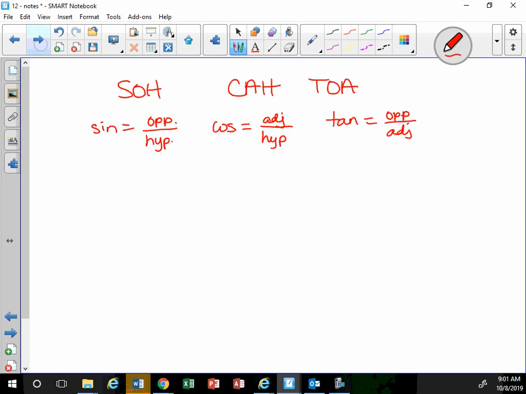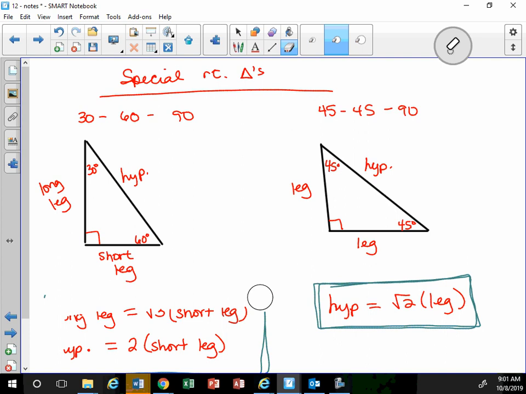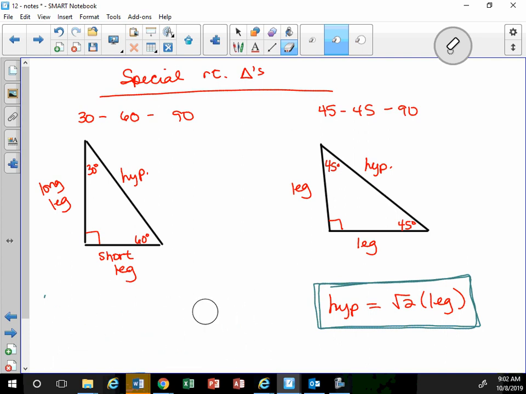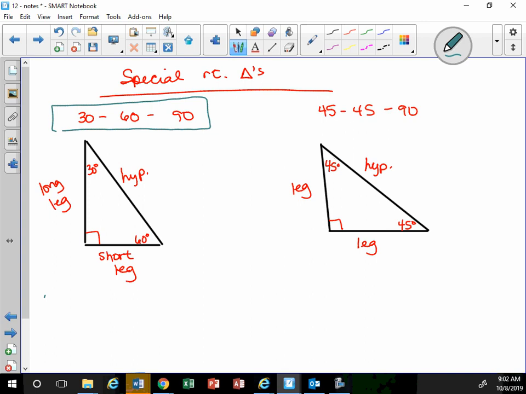The other thing we need to review from geometry is special right triangles. I'll let you copy down the pictures here. We have two kinds. We have a 30, 60, 90, and we have a 45, 45, 90.